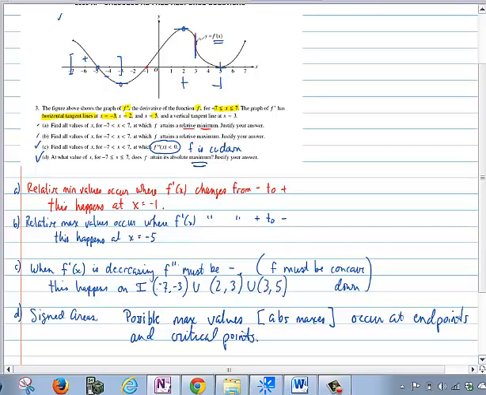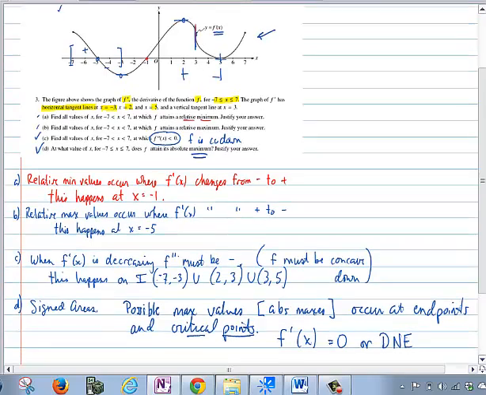It's important for the AP that you tell them that you know where your possible maxes are, because you know from the closed interval method that you have to check your endpoints and you have to check critical points. And critical points are where the derivative equals 0 or does not exist. As you look at the function for the derivative, we don't have any non-existent derivatives, but we do have places where the derivative is equal to 0.